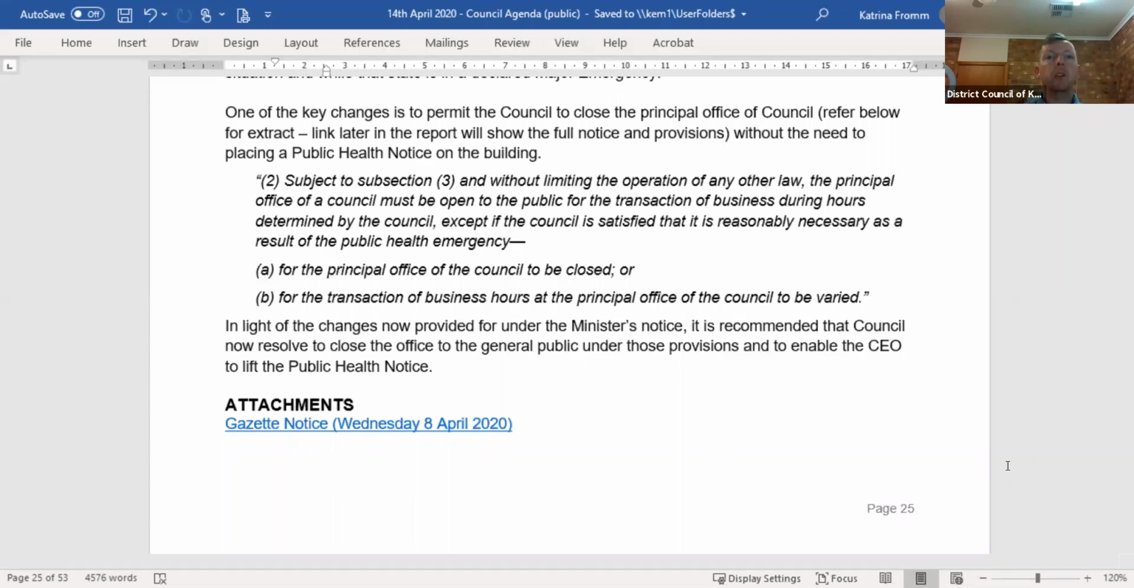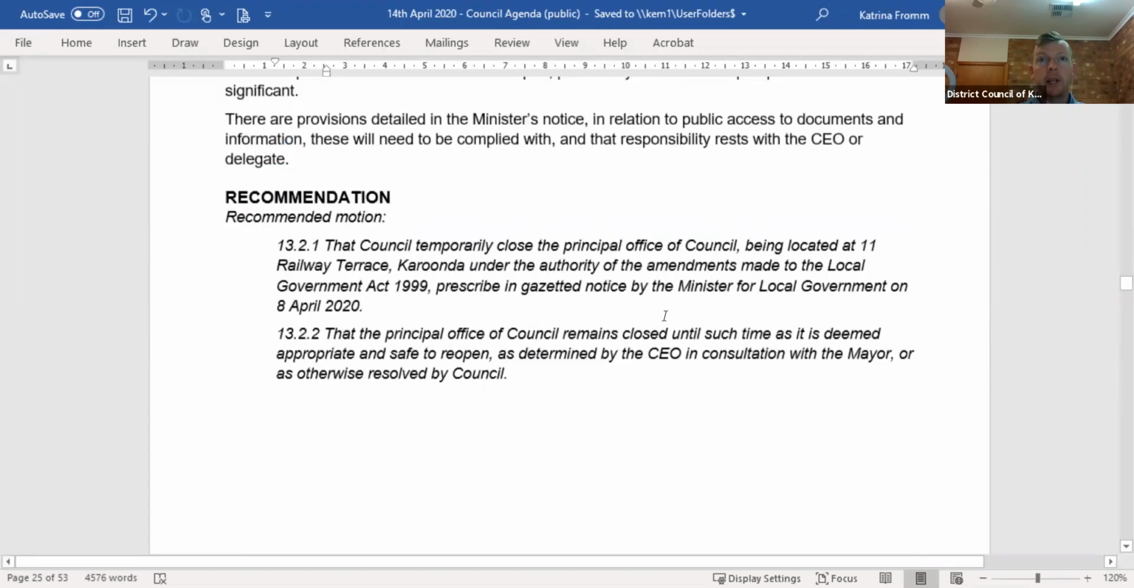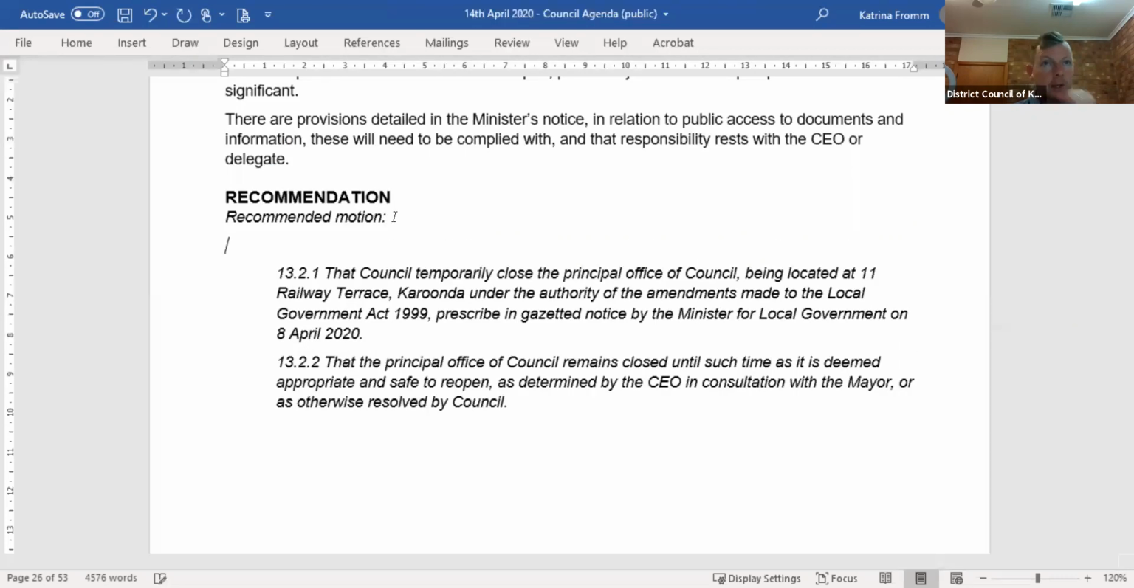However, we now have the provision to close the office under the Local Government Act, under the permission and the power granted by the Minister, which means that we no longer need to issue a public health notice on the council to close the office. The recommendation is that council enact the power provided by the Minister in the notice last week and temporarily close the principal office of council, and thereby allow me to remove the public health notice from the council office. And then that the principal office of council remains closed until such time that it's deemed appropriate and safe to reopen, as determined by myself in consultation with the Mayor or as otherwise resolved by council.